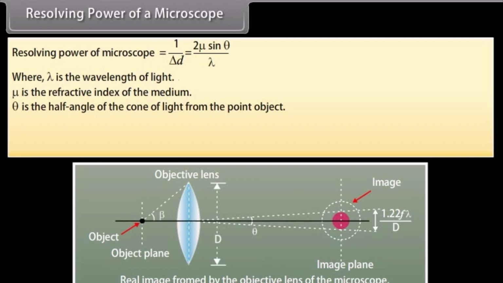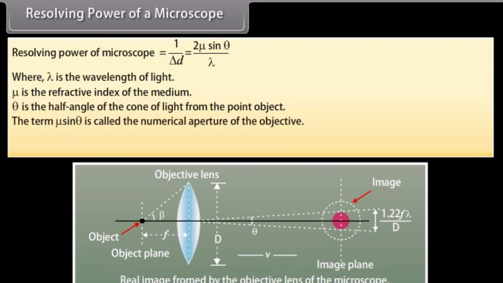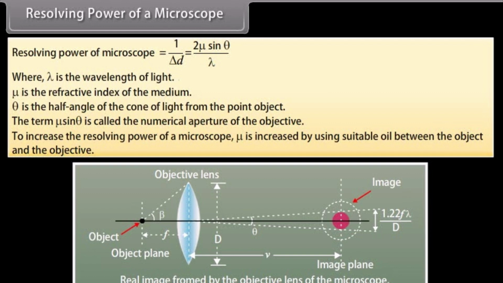the point object. The term μ sinθ is called the numerical aperture of the objective. To increase the resolving power of a microscope, μ is increased by using suitable oil between the object and the objective.